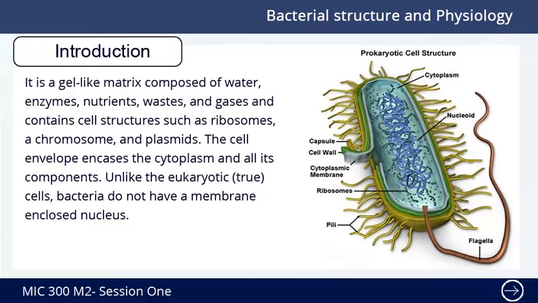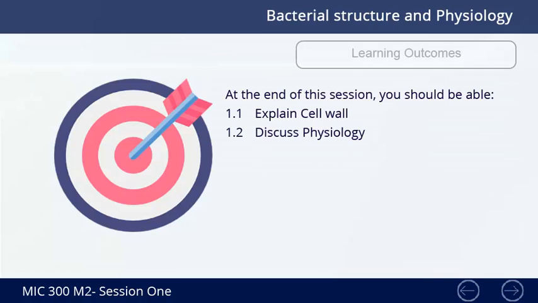Introduction. Bacteria is a gel-like matrix composed of water, enzymes and nutrients, waste and gases, and contains cell structures such as ribosomes, a chromosome, and plasmids. The cell envelope encases the cytoplasm and all its components. Unlike the eukaryotic, that is true cells, bacteria do not have a membrane-enclosed nucleus.